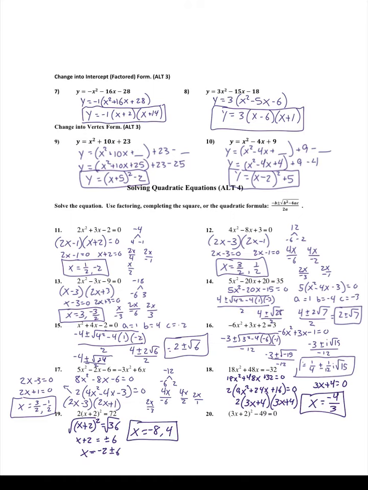Number 20, we're going to add 49 to both sides. So 3x plus 2 squared equals 49. Take the square root and we get 3x plus 2 equals plus or minus 7. Subtract 2 from both sides. 3x equals negative 2 plus or minus 7. That will give us 3x equals negative 9, and 3x equals 5. So x is going to be negative 3 and 5/3.